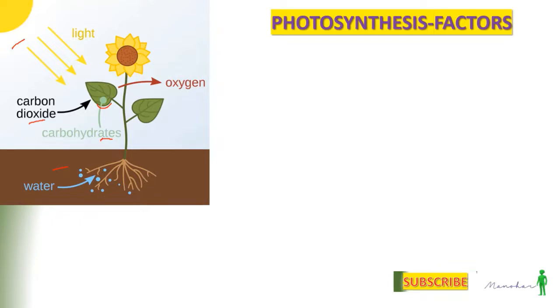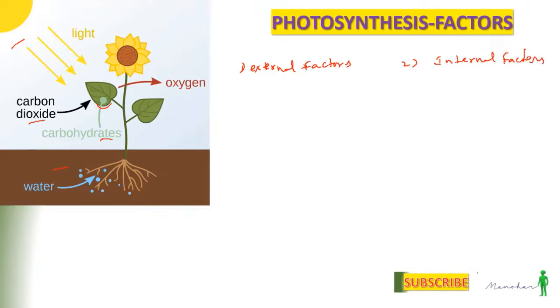The factors needed for photosynthesis, we can divide them into two types. Number one is external factors, and the second one is internal factors. Here we can observe what factors are needed for photosynthesis. These four factors overall we can divide into two broad categories. Number one is external factors and the second one is internal factors.